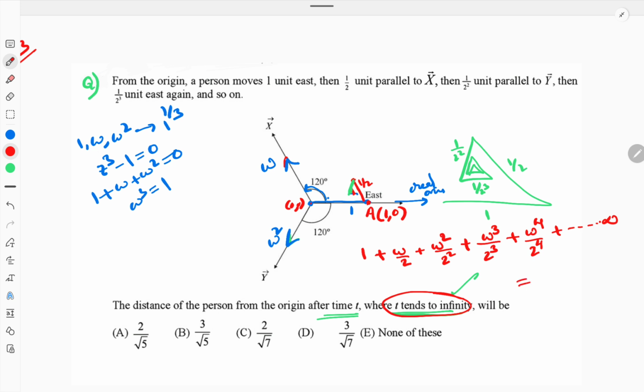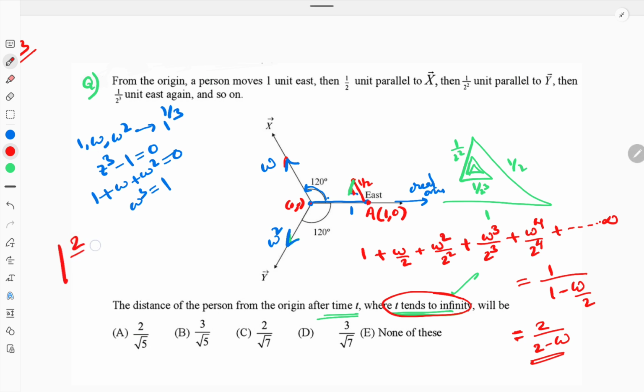They are asking, as t tends to infinity, what is it? So the sum of infinite terms in a GP is a by 1 minus r. The first term is 1, and the common ratio is omega by 2. So this comes out to be 2 by 2 minus omega. This is the complex number which represents the sum of all the distances traveled. The magnitude of this gives you the distance traveled.